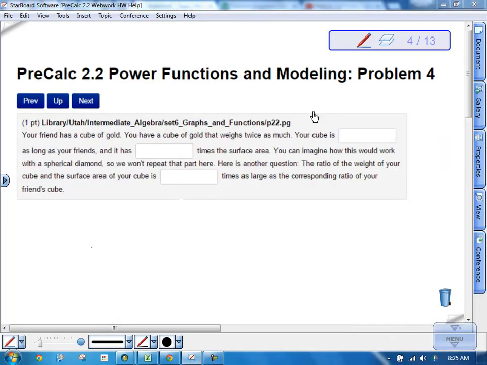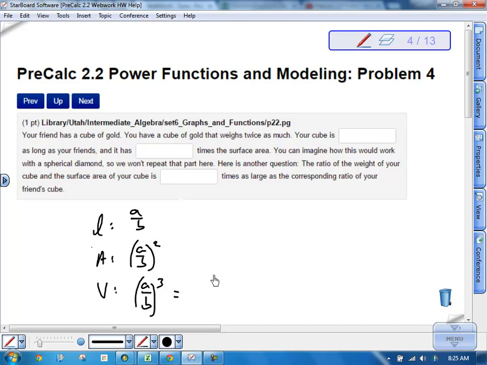All right, so for the next problem then, problem 4, it says, your friend has a cube of gold. You have a cube of gold that weighs twice as much. So I always spell out this length, area, volume relationship. It helps me make sense of this. I know the length ratio, whatever that is, the area ratio is that ratio squared, and the volume is that ratio cubed. So they gave me the volume ratio, which is weight. Weight is equivalent to volume for our purposes, three-dimensional.